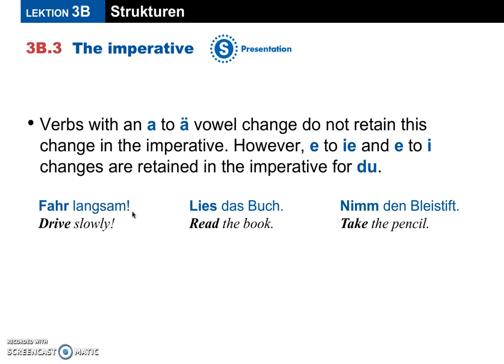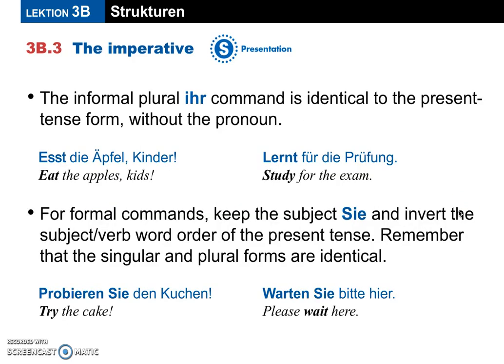However, E to IE and E to I changes are retained in the imperative for du, as illustrated in lies das Buch and nimm den Bleistift. The informal plural ihr command is identical to the present tense form without the pronoun, as illustrated in esst die Äpfel, Kinder, and lernt für die Prüfung.